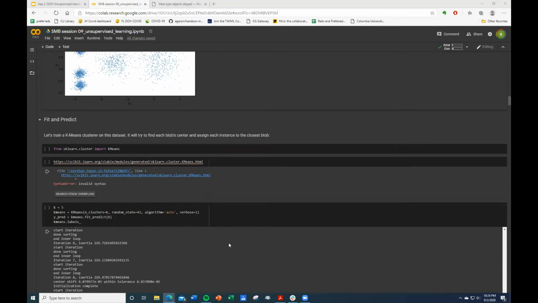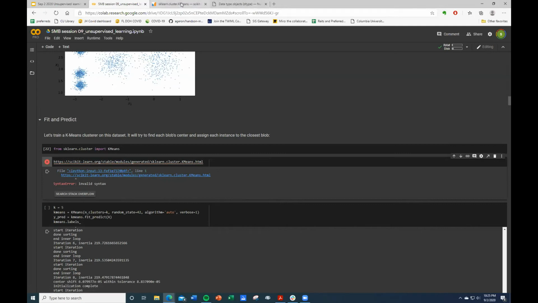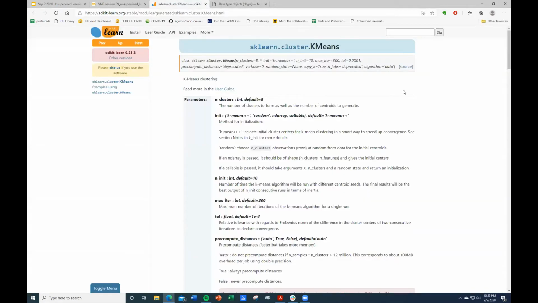So we're going to train a k-means cluster on this data set and try to find the center of the blobs and assign each of these data points to the closest blob. So we import k-means. This is the scikit-learn documentation on k-means. And basically, we have to give the number of clusters.